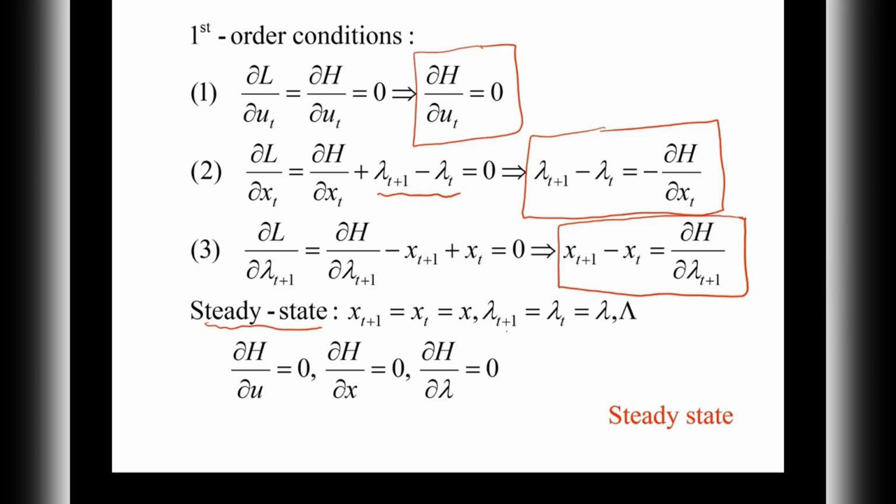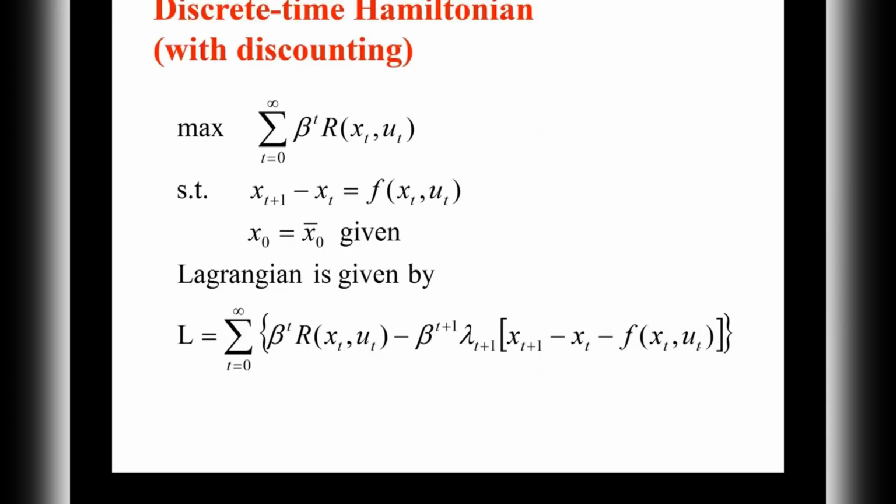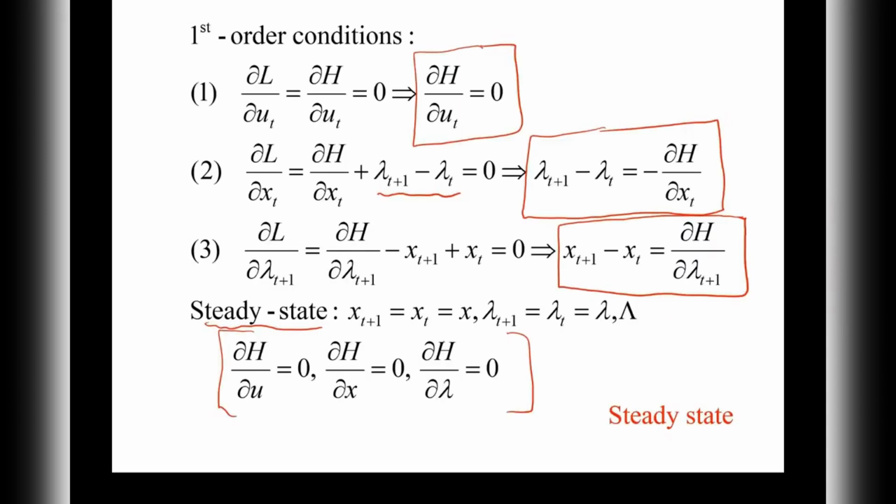And what we then find is this here. We find that dH/du equals 0, dH/dx is 0, and dH/d lambda equals 0. So in the end, these three expressions can be solved for the steady state solution. And that's the way we often solve these kinds of problems.